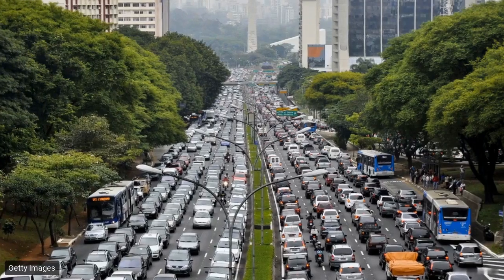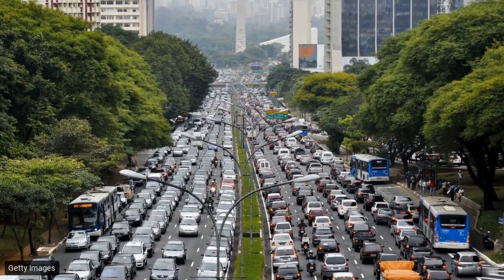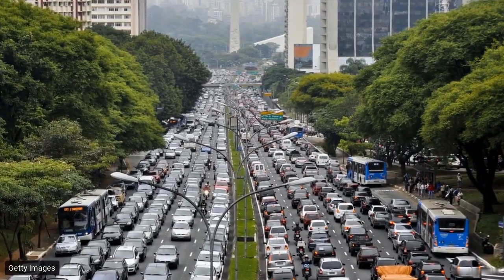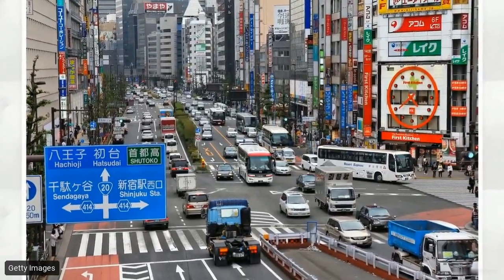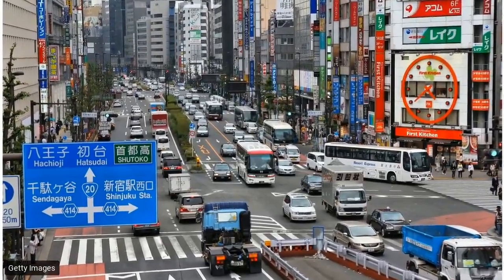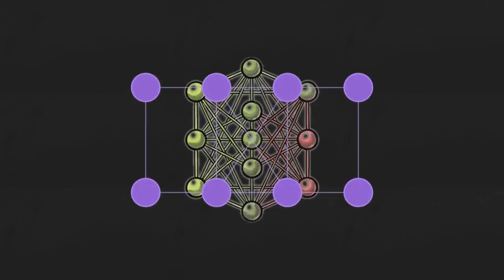The model must account for the chaotic reality of urban traffic, like the dense congestion in São Paulo, where localized braking cascades into miles of gridlock. It also must generalize across entirely different urban layouts, such as the multi-directional, stop-and-go flows of heavy intersections in Tokyo. To solve this, researchers partition the road network into supersegments, grouping multiple adjacent streets that share significant traffic volume into a single manageable block. They then process these supersegments using a specific machine learning architecture called graph neural networks, which utilize a message passing mechanism.